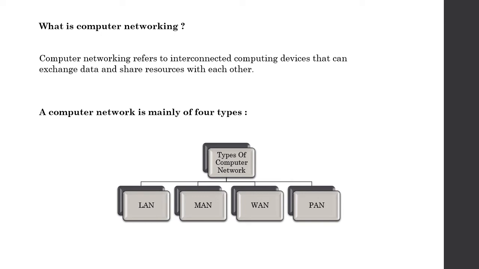So now we will see some of the types of computer network. There are mainly four types. Here you can see the types of computer network. Now we will see each and every type of network.